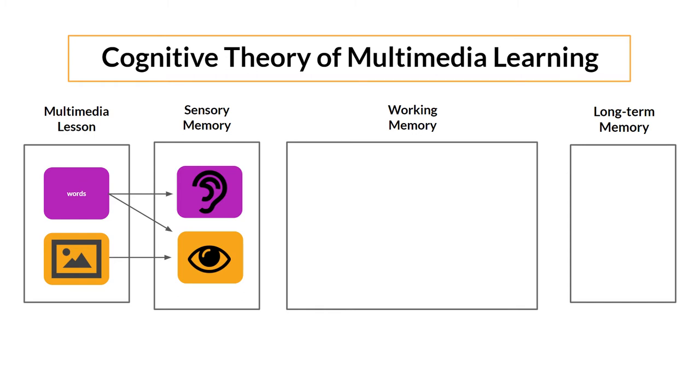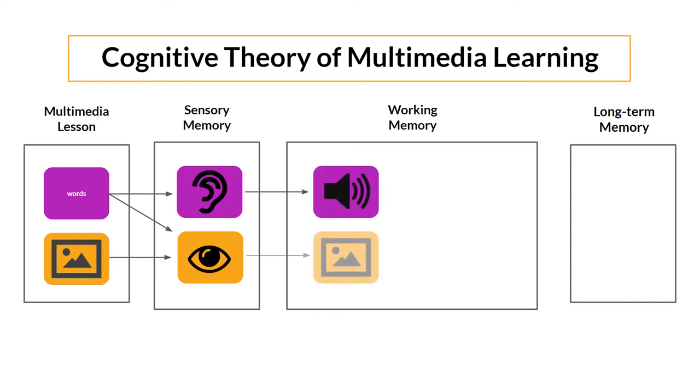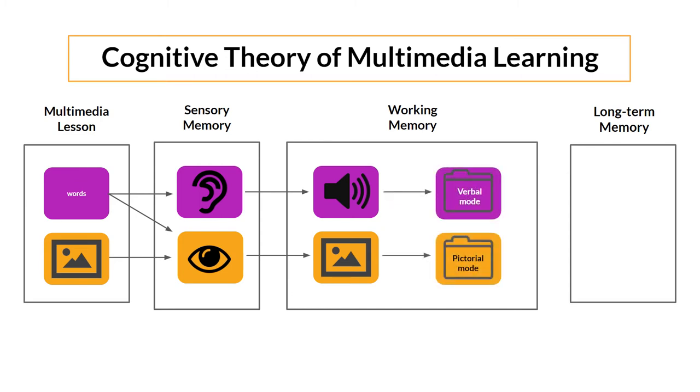In the working memory, the learner will choose relevant sounds and relevant images. These two sets of information are then organized into separate models that help the learner to understand and remember the information. Finally, the learner integrates these separate models with their prior knowledge and experiences. Once all the information has been combined in a meaningful way, the new knowledge can move into long-term memory.